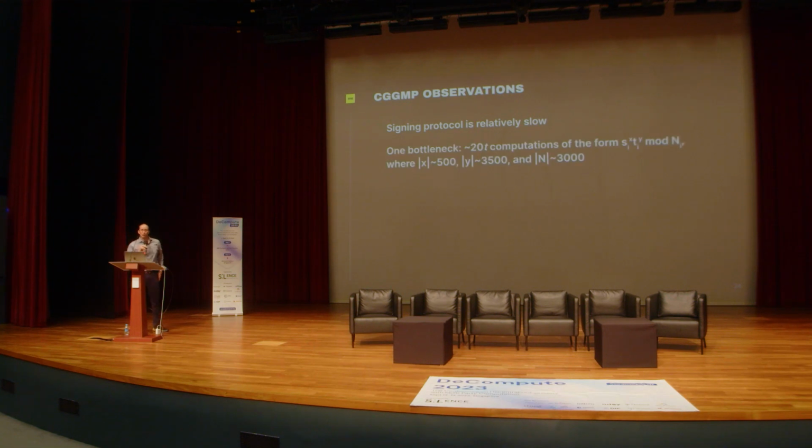Furthermore, the signing protocol is relatively slow. One thing that comes up during the course of executing the signing protocol is that there are roughly 20 times t, where t again is the threshold parameter, 20 times t computations of the form s_i to the x, t_i to the y. This is essentially a multi-exponentiation mod some PIA modulus N_i.